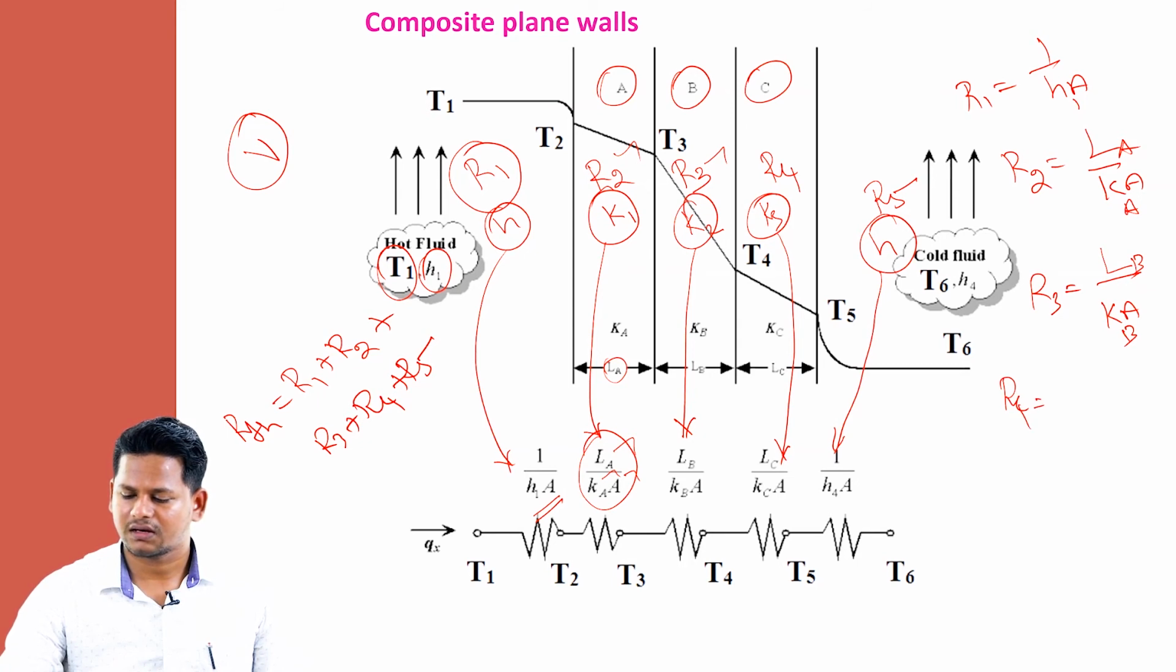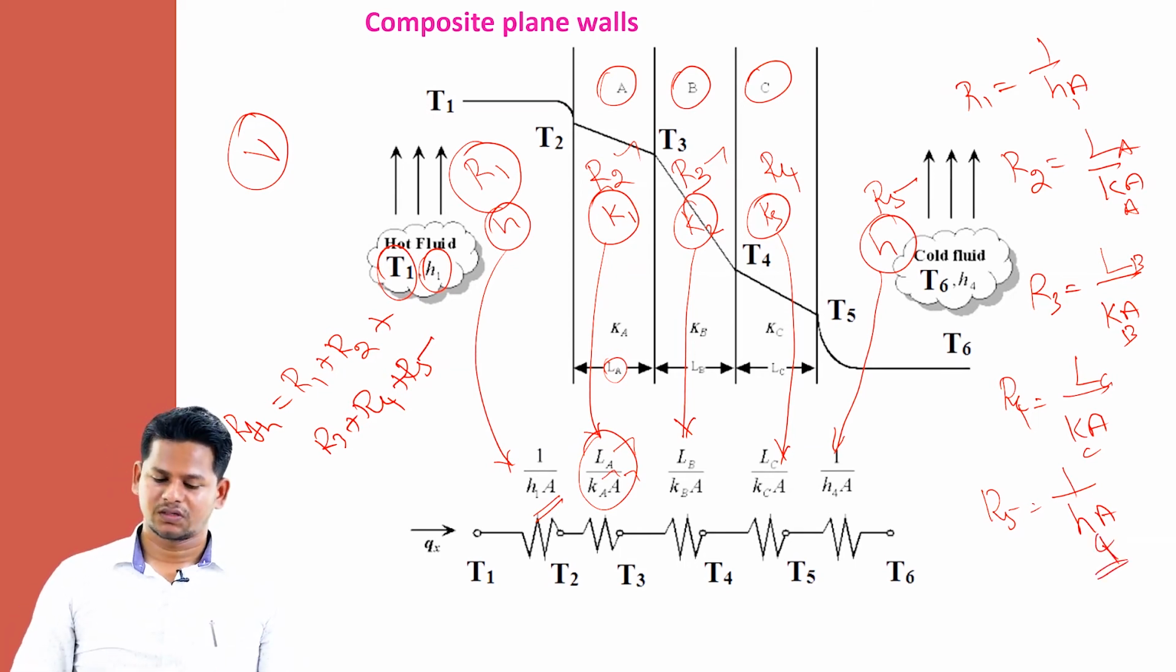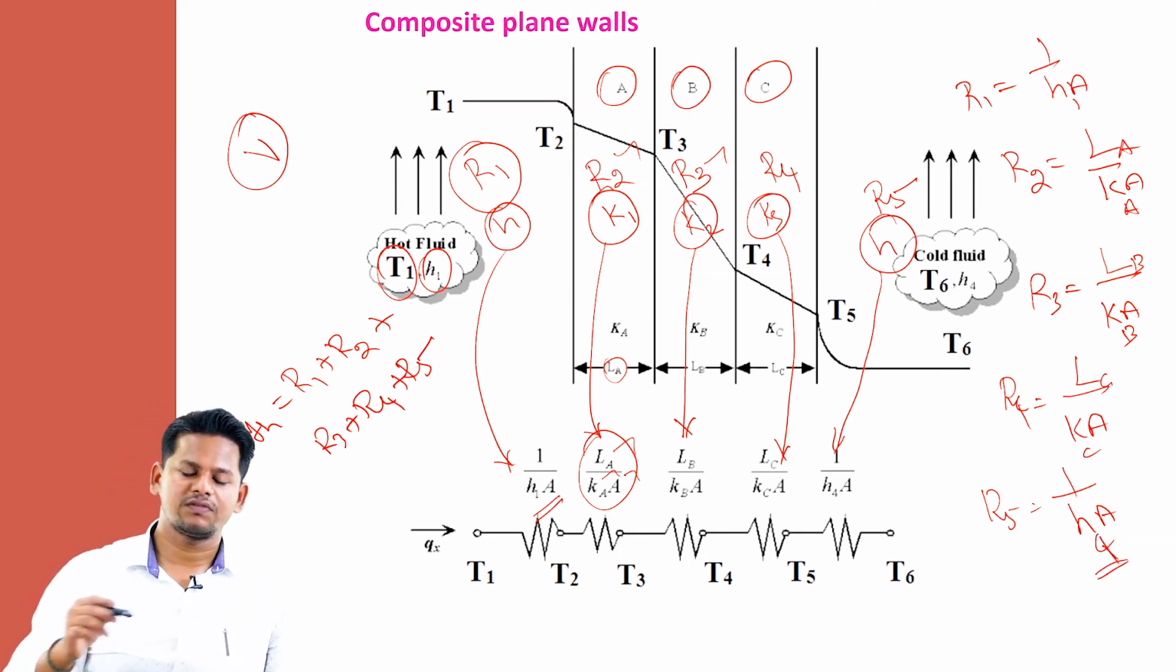What is R4? Again, we have conduction, Lc by Kc. The final thing is about convection, 1 by HA. This is material, convection at 4. Simple. So after summing up all these values, finally we are getting RTH.